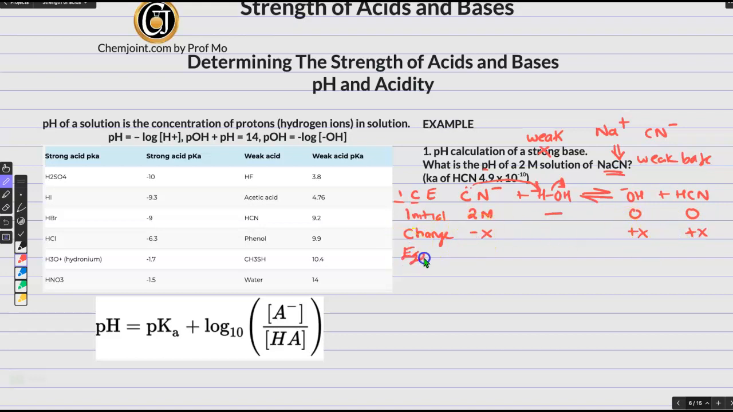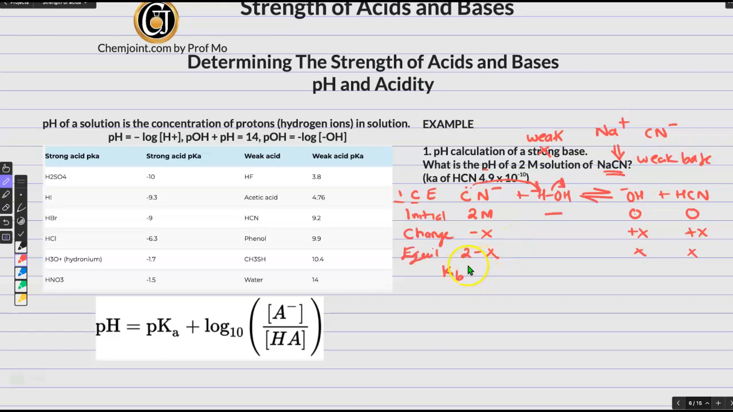At equilibrium, when the process is done, the concentration left for CN minus will be 2 minus X. We are just adding 2 molar and minus X, you'll get 2 plus minus X, which is 2 minus X. And for the product, 0 plus X gives you X, 0 plus X gives you X. Now we need to use these expressions like we did, but we have to use them in the form of Kb, not Ka, because we are talking base.